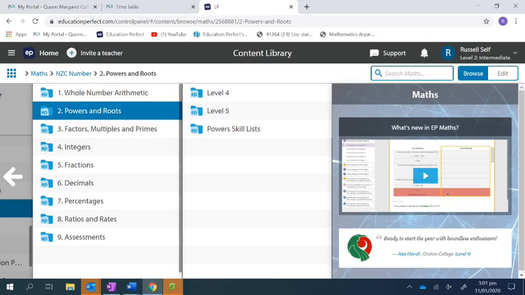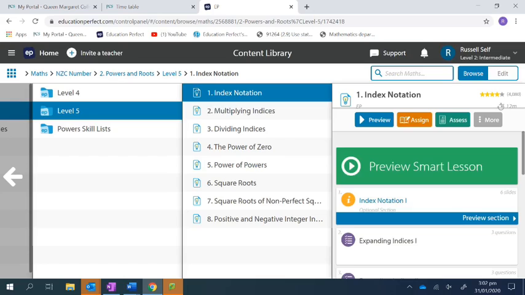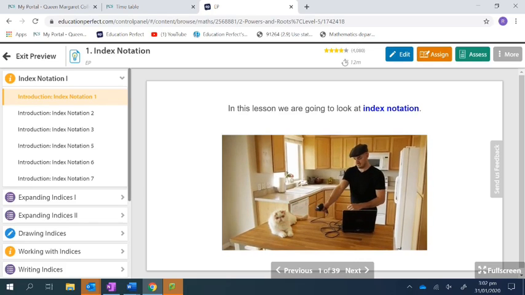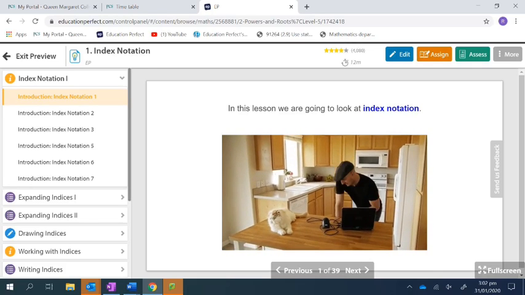All right. So let's go to powers and roots. Index notation. Here we go. All right, so in this lesson, we're going to look at index notation.